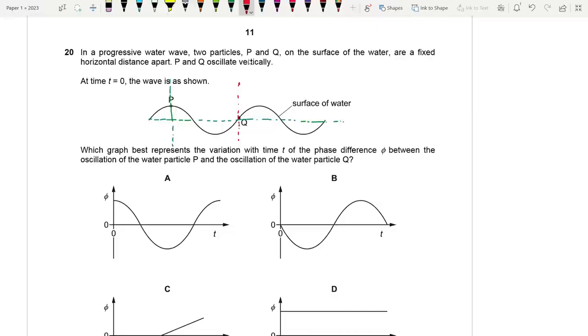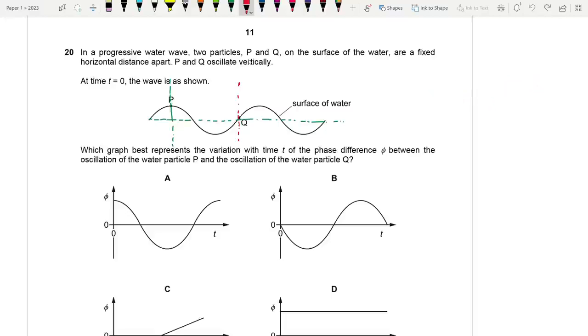This was a trick question. They are not asking you the movement of one particle. Let me clarify. If they asked you the movement of particle P, it would have been like this. P is already at the highest point, right? So its displacement would have been like this for P. On the other hand, Q is already at the midpoint, right? And at this moment it is moving downwards, so it would start from 0 and it would move downwards like this. That's it for Q.